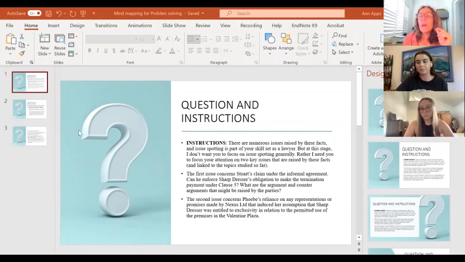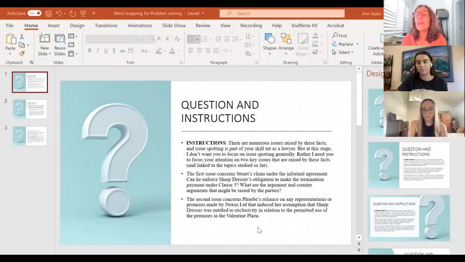I think they're here on this PowerPoint slide. The first issue was Stuart's claim under the informal agreement. That was the privity issue. The second one was Phoebe's reliance on representations, and that was the estoppel issue. But of course, the topic of illegality may have come into the first issue, and the second issue mainly involved estoppel.